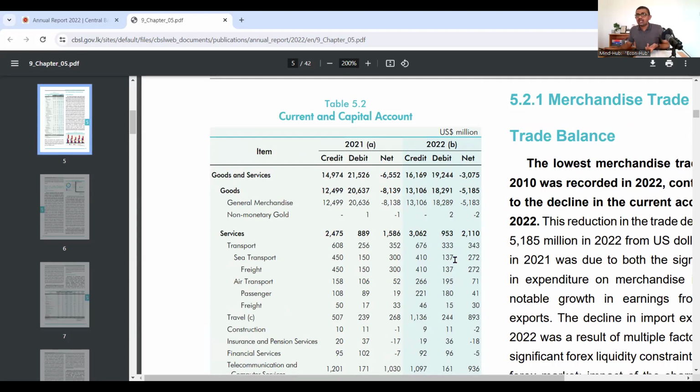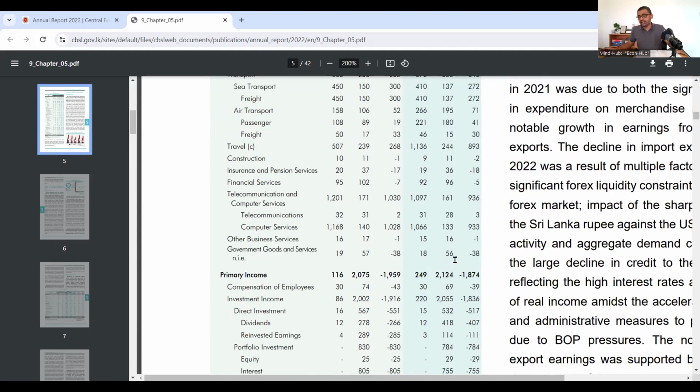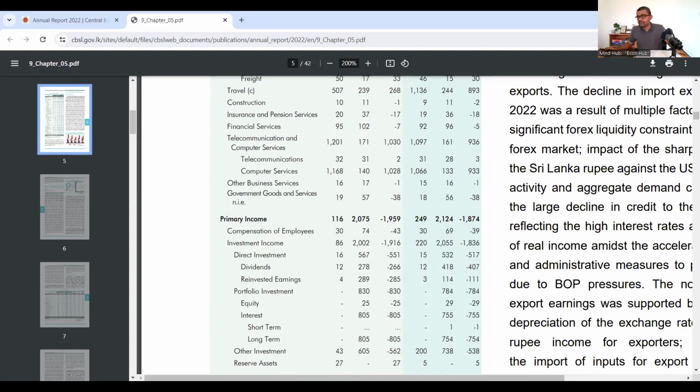But the problem is when we control imports a lot, what do we import? Most of the time we import intermediate goods. Most of the time we import the machinery, equipment, the raw materials and other stuff we need, petroleum products that we need. So that means the economy is shrinking. Economy is shrinking, right? So that's that.